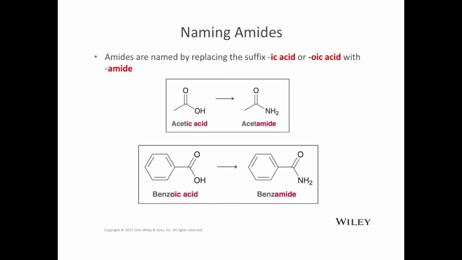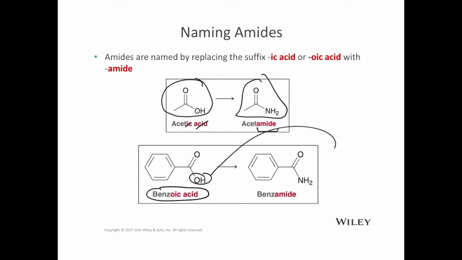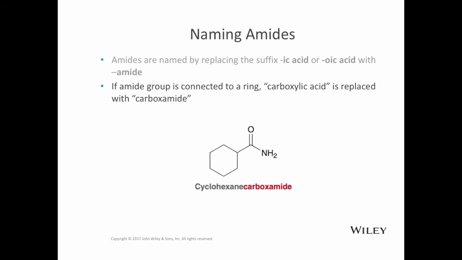To name amides, we replace the IC acid suffix or the OIC acid suffix with amide. So if we have this amide that came from the parent acetic acid, we take off the IC and the acid and we add the suffix amide, and that becomes acetamide. Same thing here for benzoic acid. If we want to switch this out and have a nitrogen, that becomes benzamide. So you take off the OIC and the acid and replace that with amide. If the amide group's connected to a ring, then you simply replace the carboxylic acid term with carboxamide.